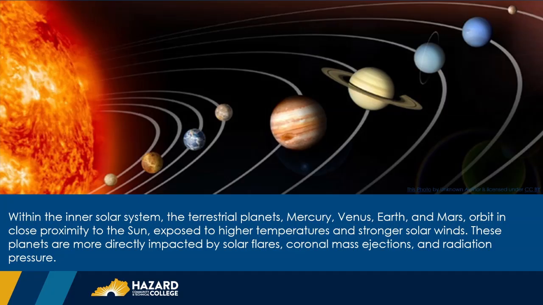With the inner solar system, the terrestrial planets, Mercury, Venus, Earth, and Mars, orbit in close proximity to the Sun, exposed to higher temperature and stronger solar winds. These planets are more directly impacted by solar flares, coronal mass ejections, and radiation pressure.